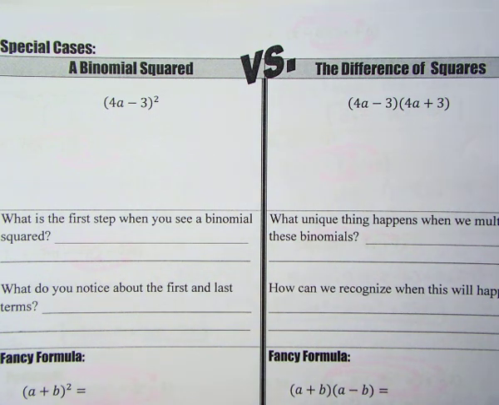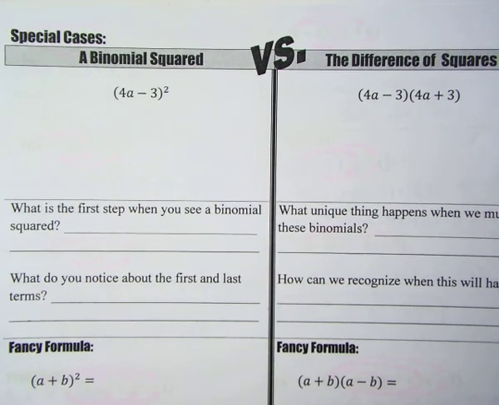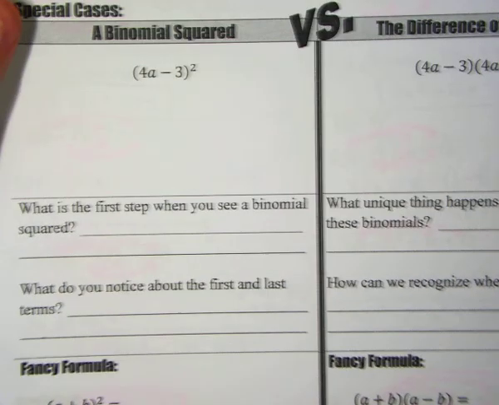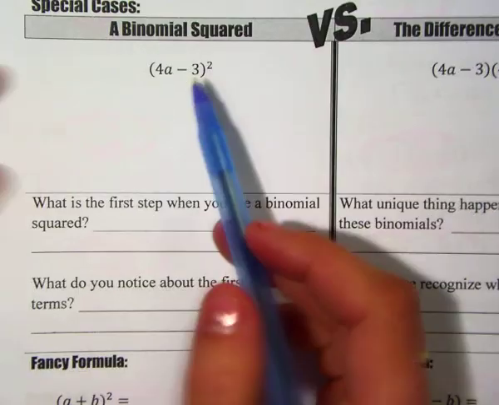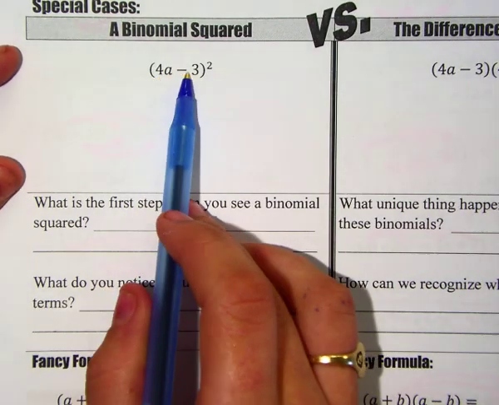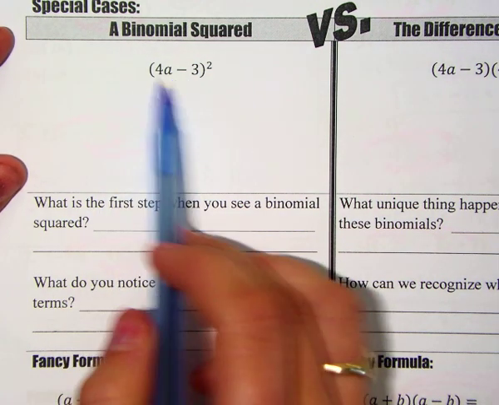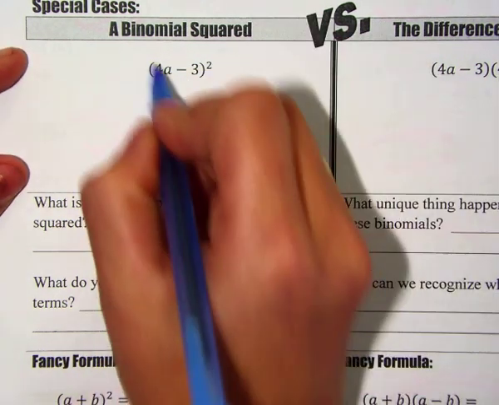Okay, this is also part of 6.09, which we're going to refer to as just the special cases. So let's look at a binomial squared first. When we have a binomial squared, it's something like the quantity 4a minus 3 squared. And so what we are going to do here first is we're going to expand this.